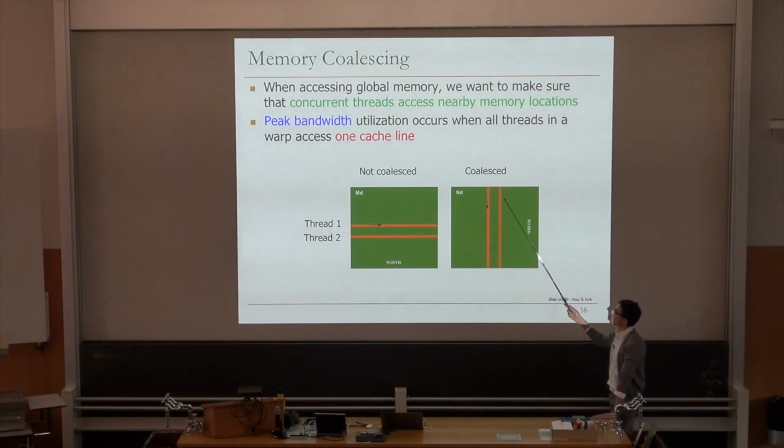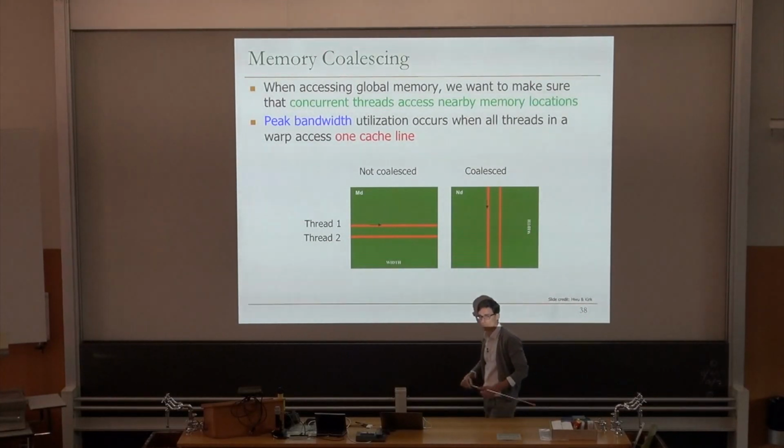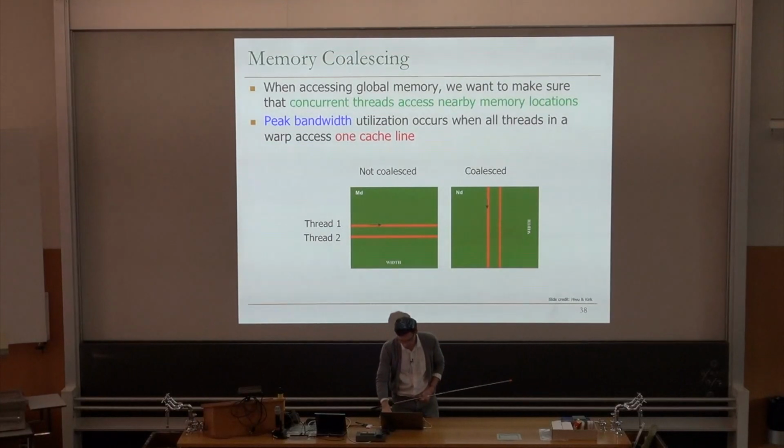If we are smart enough, we can write the code in a way that the threads access the matrix this way. So if we have thread 1 here and thread 2 here, observe that these two are accessing consecutive columns. So the consecutive elements that belong to the two consecutive columns are going to reside in the same cache line.